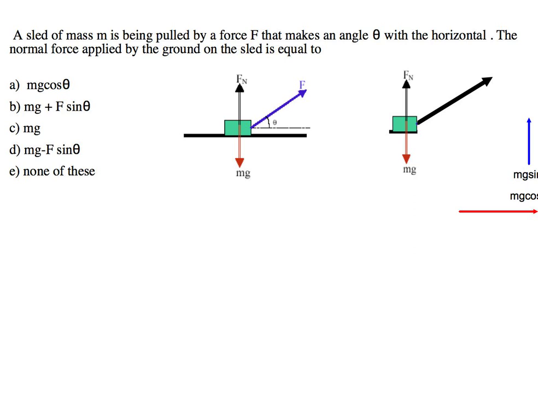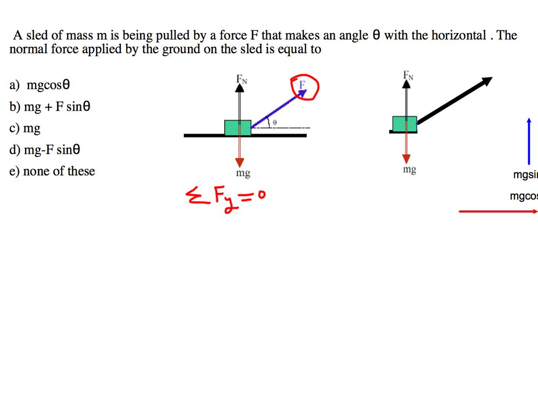Now there are three forces in the y direction. Up we have the normal force, as we see here, and down we have the weight. But in addition to that, we have part of this applied force F. Part of this force is pulling up. The reason it is only part of the force is because the force itself can be resolved into two components, an X component and a Y component.